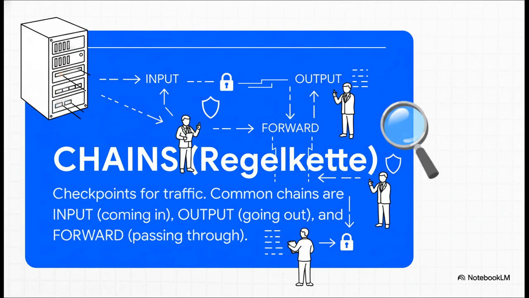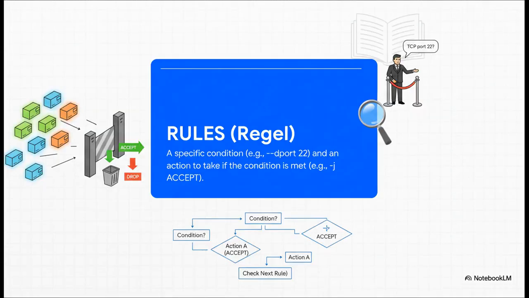Now, inside each of those tables, inside each instruction book, are chapters, and these are called chains. A chain is just a specific checkpoint where our bouncer stops the traffic to check the rulebook. The three big ones you need to know in the filter table are input, which is for traffic coming to your machine, output for traffic going from your machine, and forward for any traffic that's just passing through on its way somewhere else.